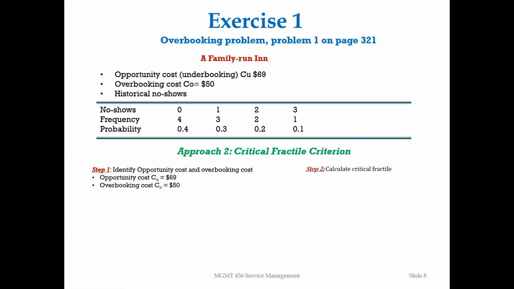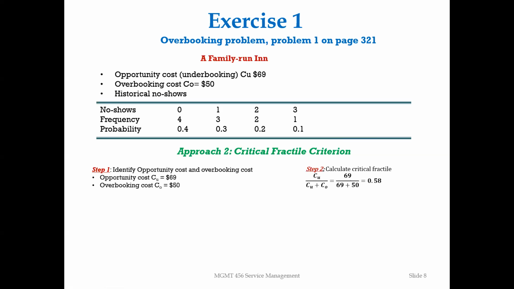Step 2, we calculate the critical fractile. This is also pretty easy because, as I said, you're going to use a formula. The formula will be provided during the exam. So it will be CU divided by CU plus CO. We plug in the right numbers. CU is 69, CO is 50.